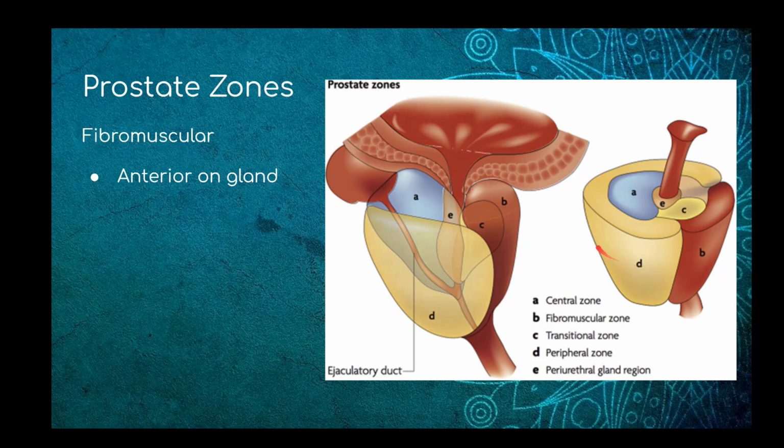All right. So again, peripheral zone, largest, most common area for malignancy. Central zone is the second largest. That's all you need to know. The transitional zone saddles the urethra. Most common for BPH, second most common for malignancy. The periurethral gland, it's kind of a whatever, it's a nothing. And then the fibromuscular zone is on the anterior side.